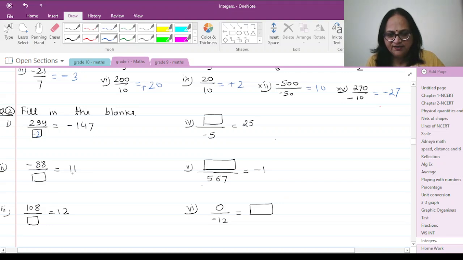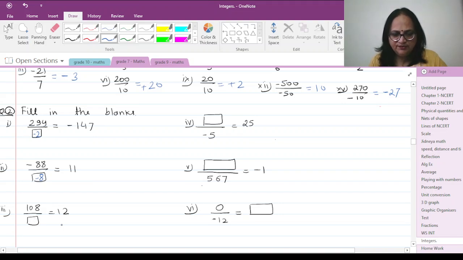Here again my answer is positive. I have one negative. If I want my answer to be positive, I have to have a negative number here, so it will be minus 8. Next, 108 divided by something so that I can get 12. My answer should be positive. My numerator is positive, so my denominator should also be positive.